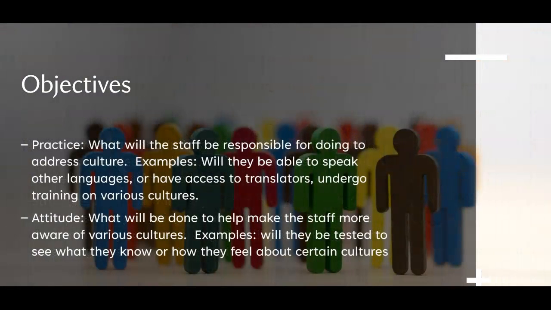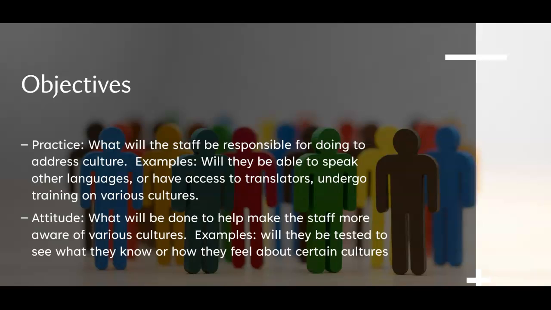And then for practice, what will the staff be responsible for doing to address culture? Some examples would be, will they be able to speak other languages? Are you going to make sure you employ staff that speak different languages other than English, or maybe even other than Spanish? Some other examples would be, are you going to have access to translators? And then undergoing training for various cultures.